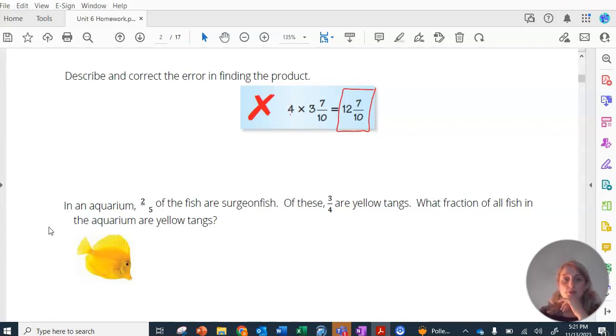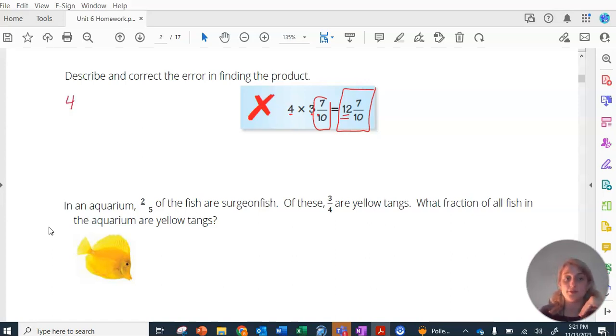So looking at this, I see a 4, I see a 3. 4 times 3, ooh, that's 12. And then 7/10. That's not how we do things. So you can tell me they just multiplied the whole numbers. But then when you tell me the real answer, you need to make both of these fractions and fractions only.